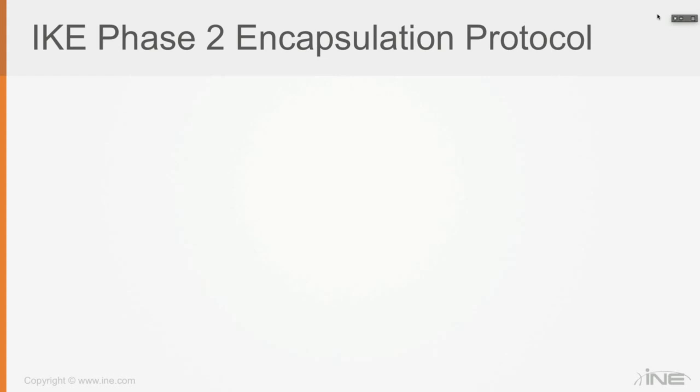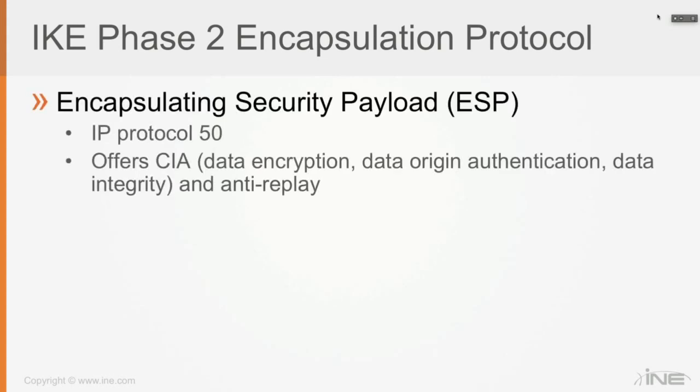Now the encapsulation protocol, we have two options. We have ESP, encapsulated security payload, which is IP protocol number 50. If we negotiate ESP, then we're going to provide to the data being sent to the IPsec tunnel CIA, which means encryption, confidentiality, integrity, which means hashing, and data authentication, and of course anti-replay function.